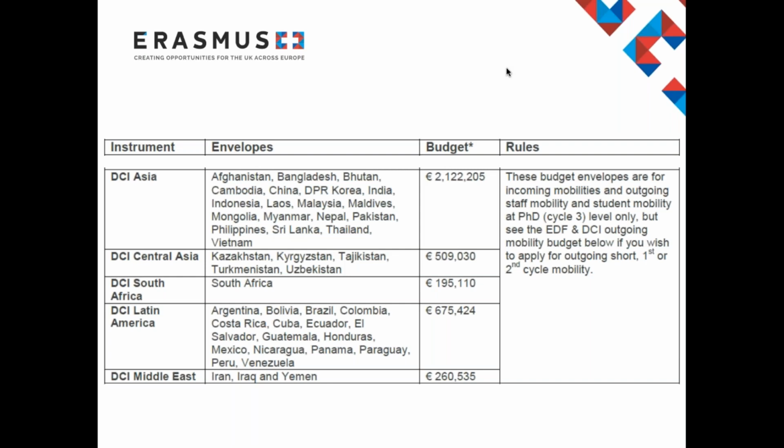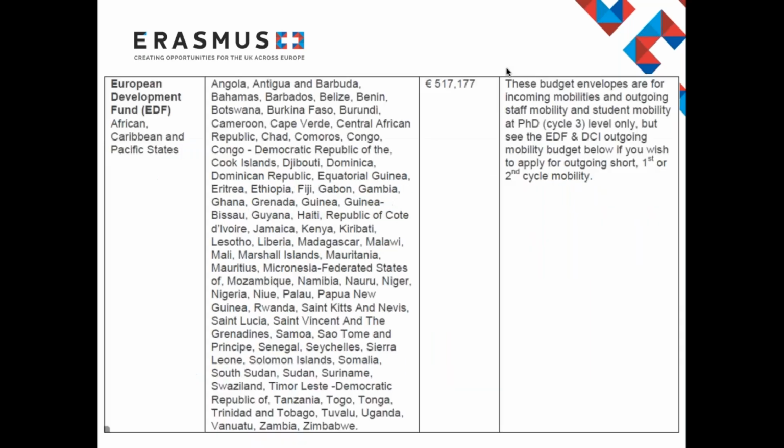As with the previous envelopes, the budget for these envelopes can only be used to fund incoming mobilities, outgoing staff and students at the third cycle. The UKNA has its own budget to fund outgoing short, first and second cycle mobilities in all the countries listed in this envelope.